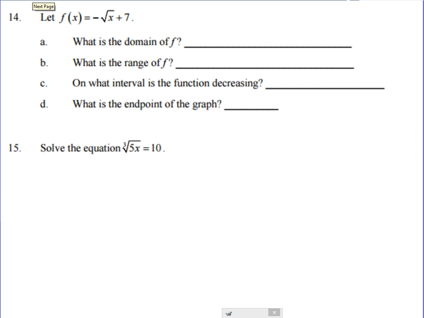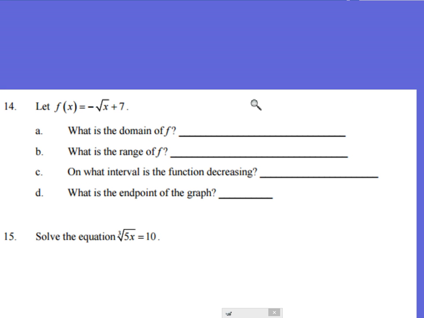It looks like we have a couple more problems. It asks for what is the domain and range, and on what interval are we decreasing, and what is the endpoint. So before I do this, I want to think about what that looks like. So I'm going to pull this down for a second and draw a little graph. I'm just going to sketch real quick. It says I reflect over the x, so I have my parent function that normally looks like that. But then I reflect over the x-axis, so then it looks like that.